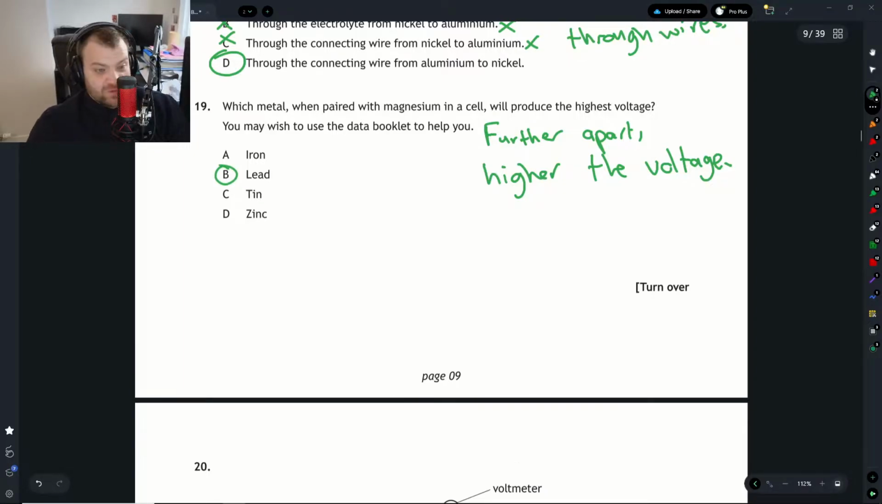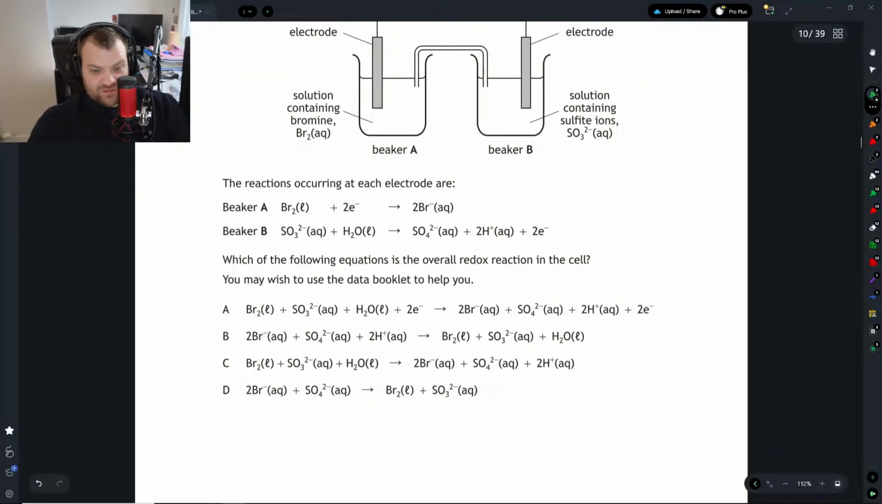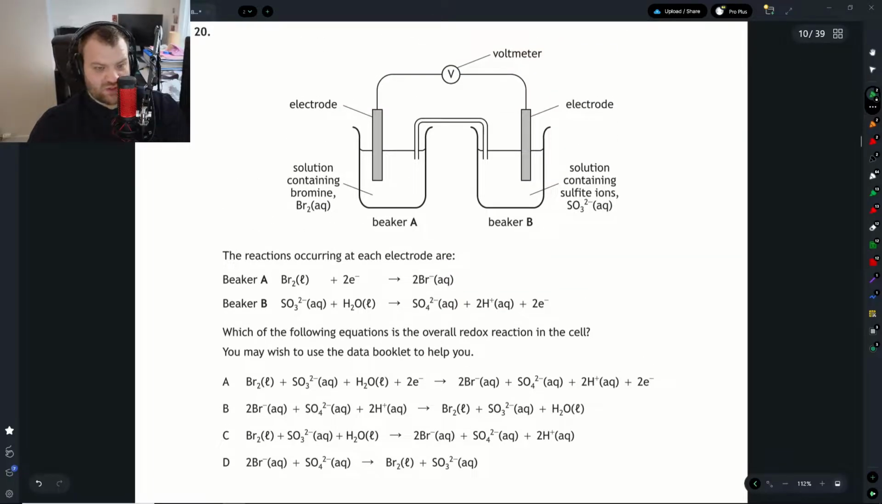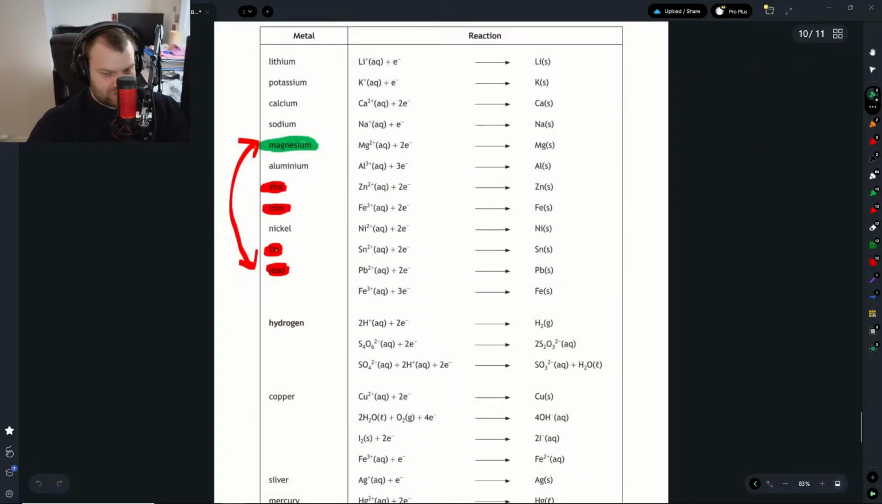Next up, we have got two half cells. We're producing electricity with two half cells joined by an ion bridge in the middle. We are asked to give the overall redox reaction for this cell. First thing I would do is just get to grips with which one's an oxidation and which one is the reduction. To do that, I would go to the data booklet.